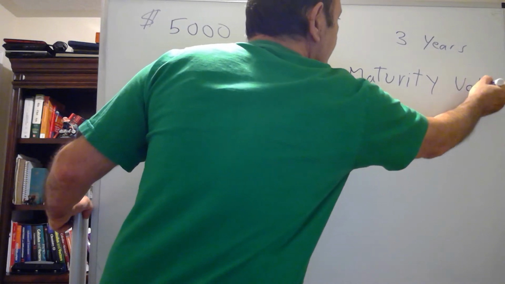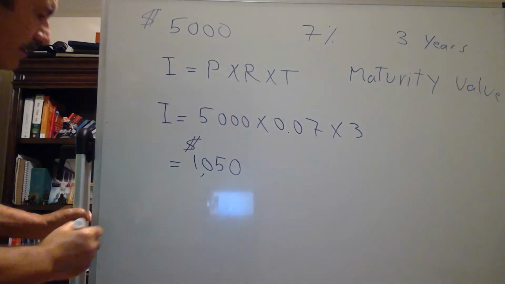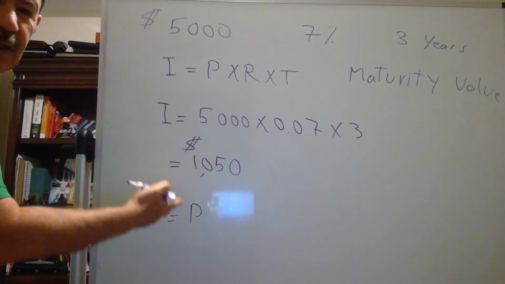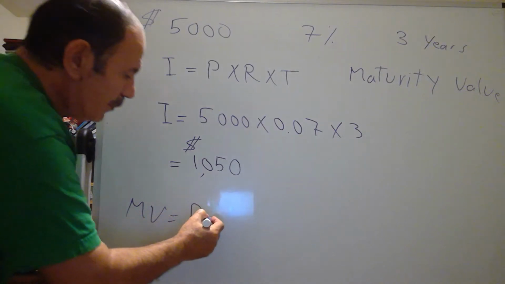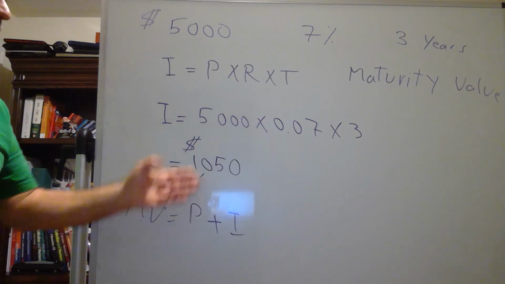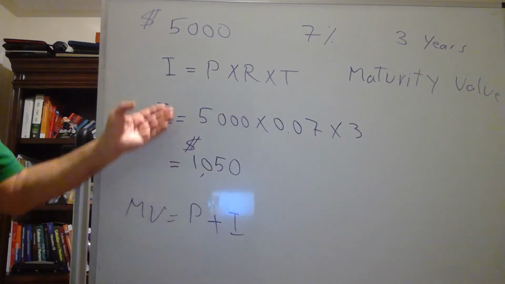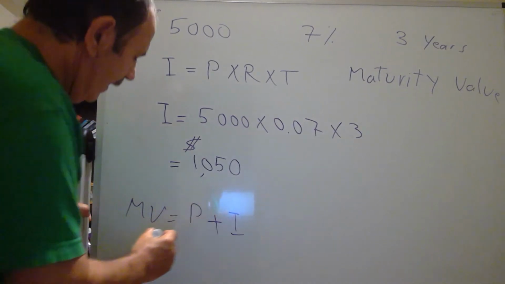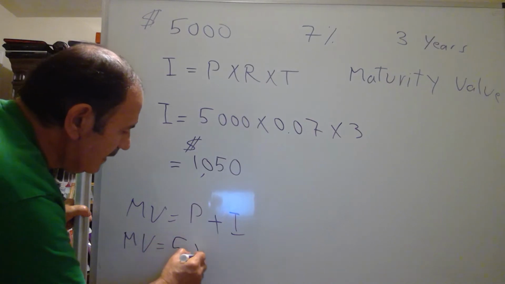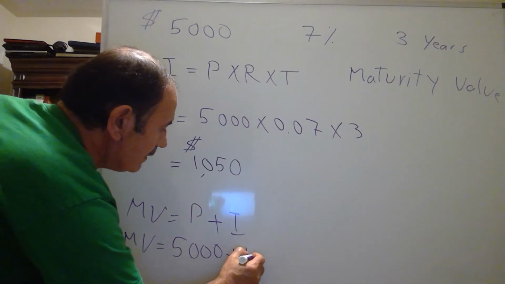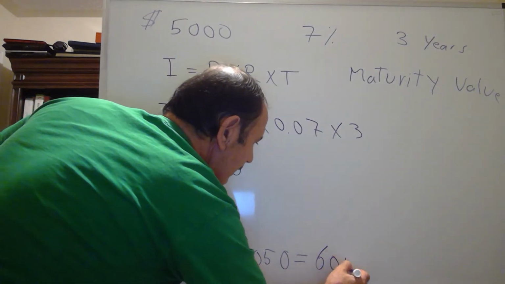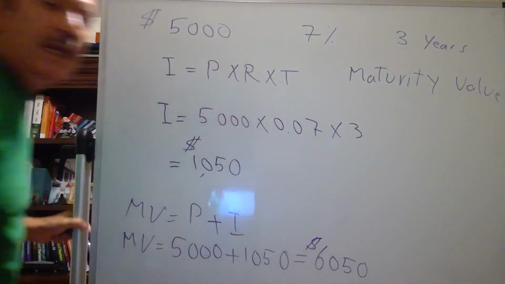Maturity value. I use this maturity value, is the principal money, the original money that I invested, plus the amount of interest. Maturity value is the principal, the original value, plus the interest. In this example, maturity value is going to be 5,000, which is the principal, plus $1,050, which in total is going to be $6,050. That is my maturity value.